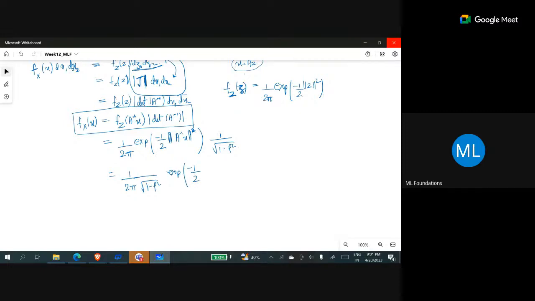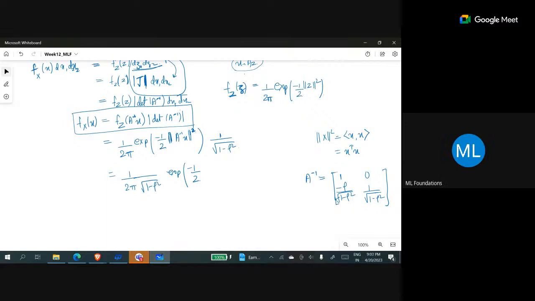And so you know that this norm of x squared is also the inner product of x with x. And the determinant of A inverse is basically 1 upon the Jacobian, 1 upon under root of 1 minus rho square. Yeah, because what was our A inverse? A inverse was 1, 0, minus rho upon root 1 minus rho square, and 1 by under root of 1 minus rho square. So this was A inverse, and if you take the determinant of this, you will just get 1 upon under root of 1 minus rho square. Okay.